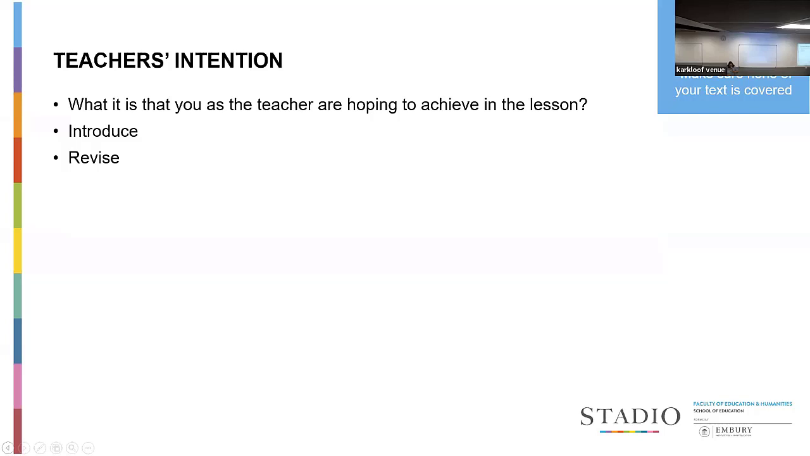Teacher's intention. The section on teacher's intention includes information on what it is that you, as the teacher, are hoping to achieve in the lesson. So, the intention could be to introduce learners to factorization of the difference of two squares. Or the teacher's intention could be to revise grouping of like terms, which would also lead to factorization.